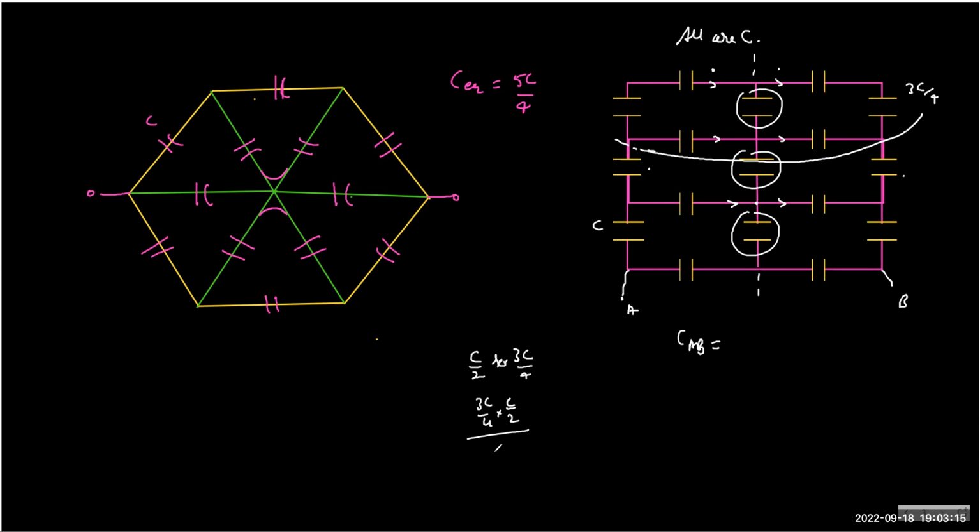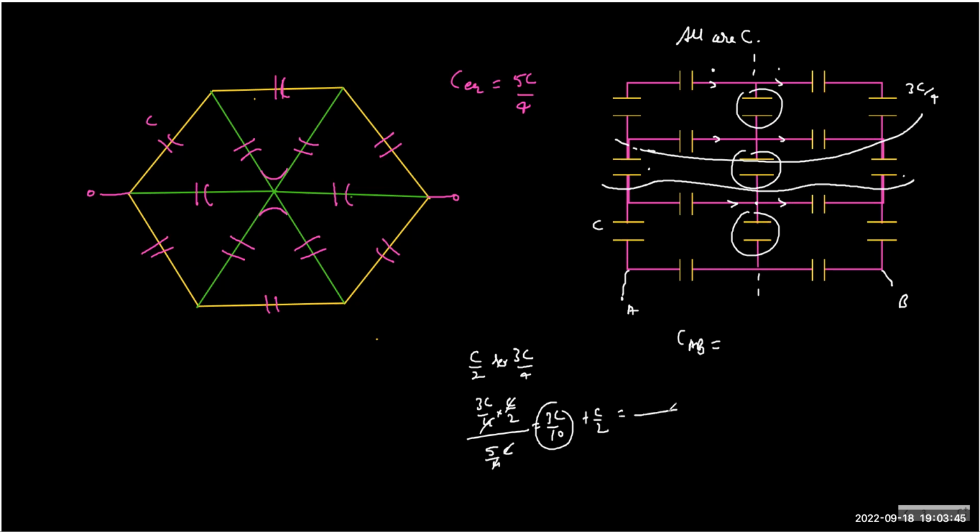3/4 plus 1/2, which is 2/4, 5/4. So it is 3C/10. Am I right? This is 3C/10. And 3C/10 will go with C/2 in parallel.